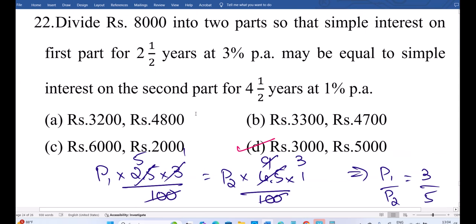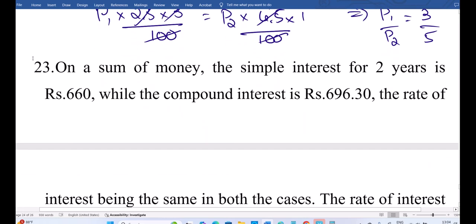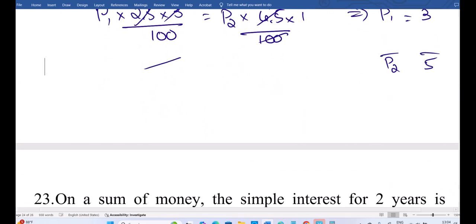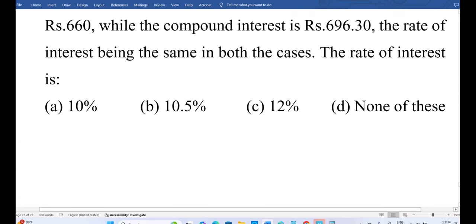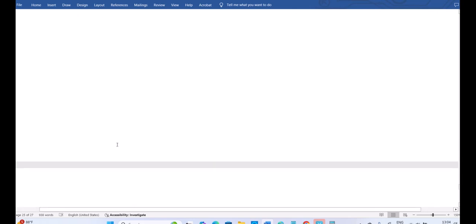Next one, we'll solve those 25 questions and then we'll take. Let's see about 23. On a sum of money, the simple interest for 2 years is rupees 660. Compound interest is 696. The rate of interest is how much, right?